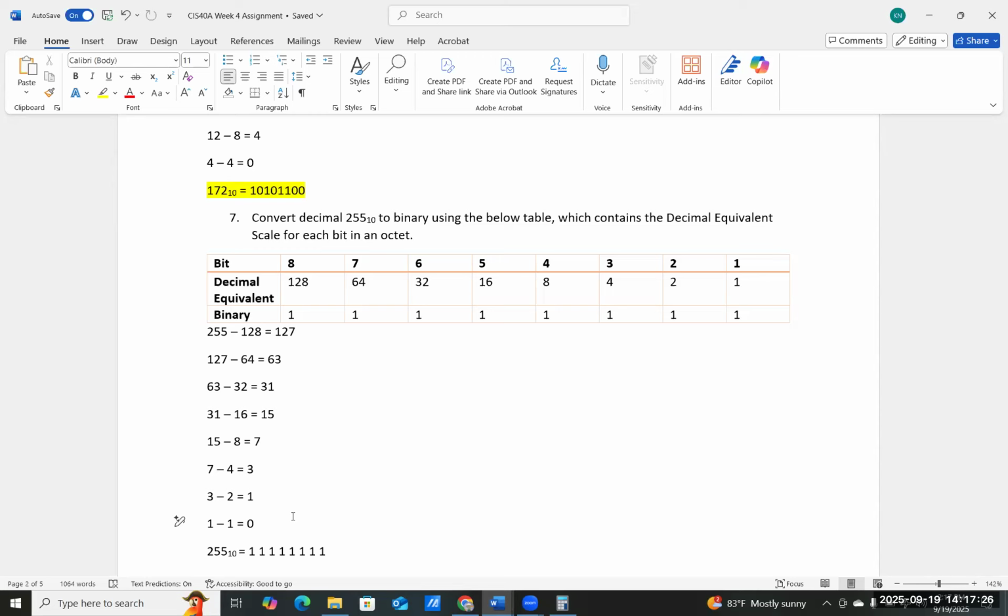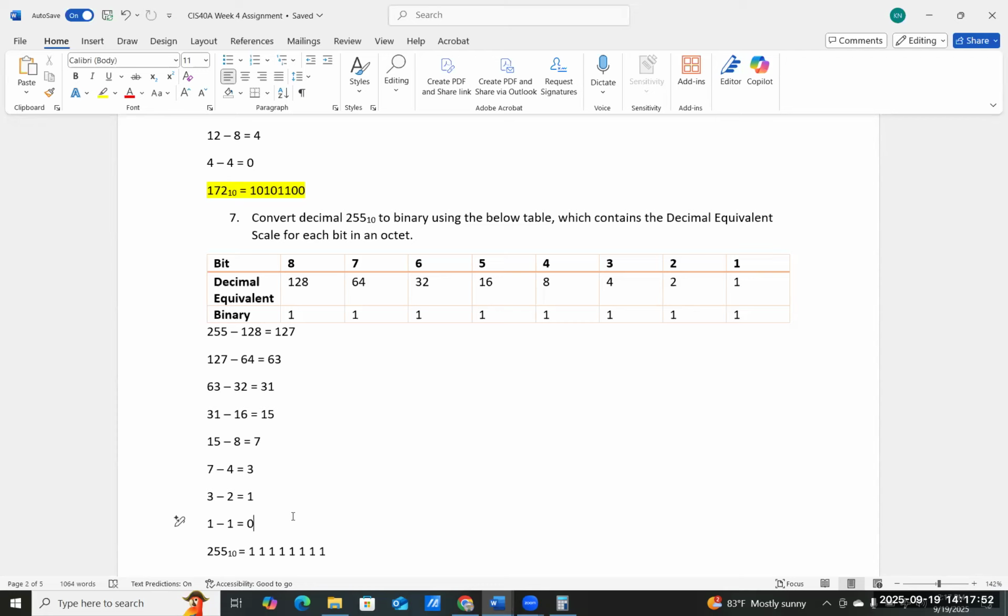All right. Understanding this is going to give you a better understanding of what the system is seeing. When it sees that all the bits are on for that octet, that's 255 decimal equivalent, all the ones, all the binary values equivalent.